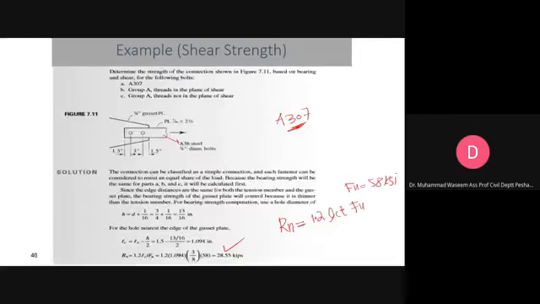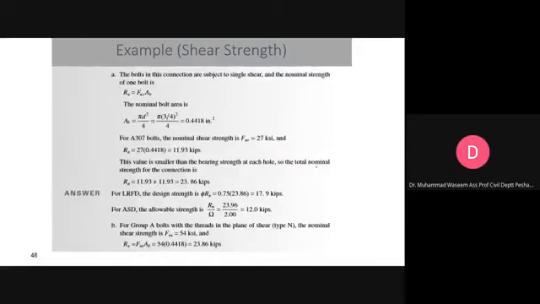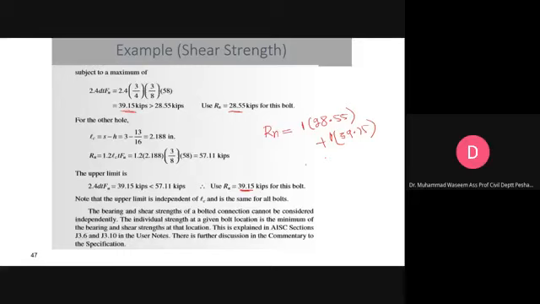28.55 per bolt. There are 2 bolts. Now you have to calculate bearing strength for this bolt. So for this you have 39.15. What will be the total strength of this connection? There is 1 bolt at the edge, there is 1 bolt, this one. So this comes out to be how much? Let me check. Okay, this is not mentioned, but you can calculate the total bearing strength.